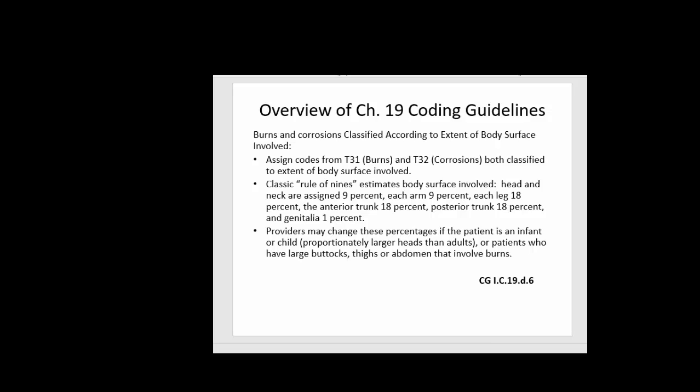But a provider can change those percentages depending on how the physician is interpreting the burn. So in other words, if a patient is an infant, they have larger heads than adults. So they may give the head and the neck a higher percentage than 9. Also, a patient can be very large, really overweight person and have really large buttocks, thighs, abdomen, trunk. So the doctor is going to change the percentage. So it may not always be the classic rule of 9s. You really have to read your documentation to see how the physician is determining the body extent.